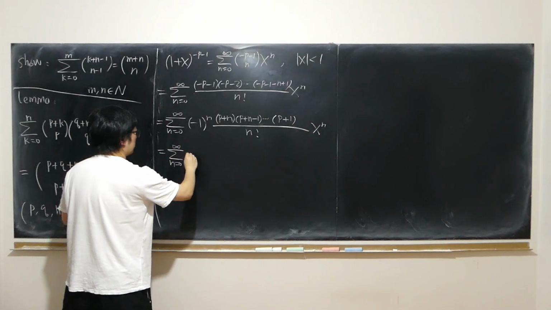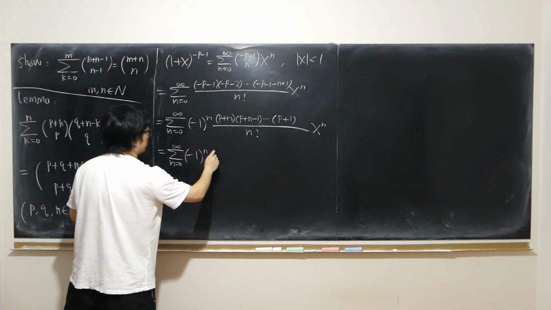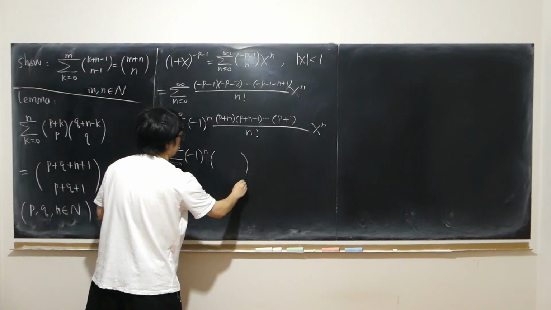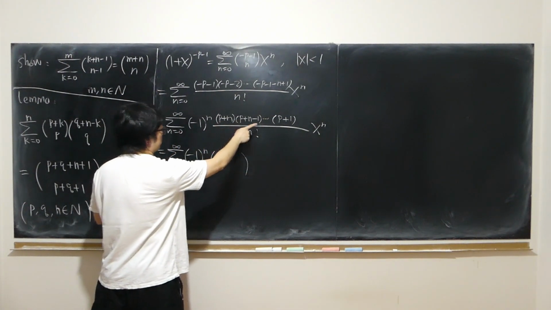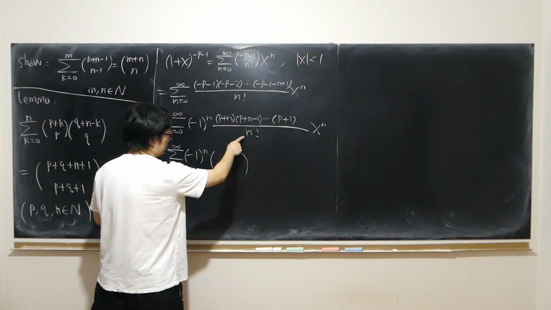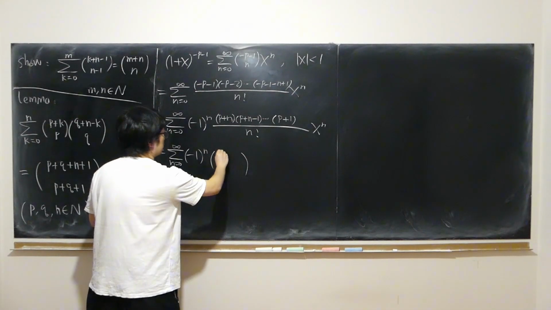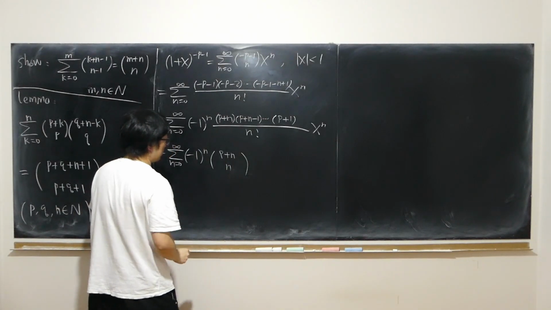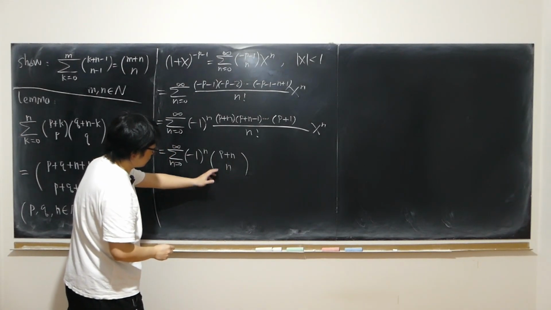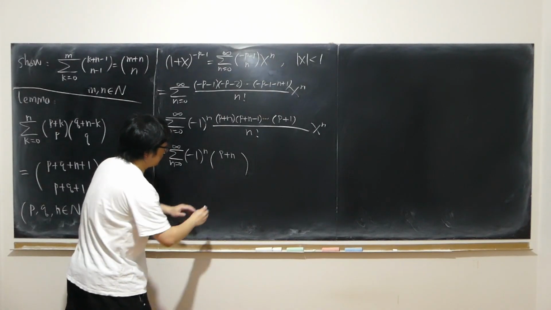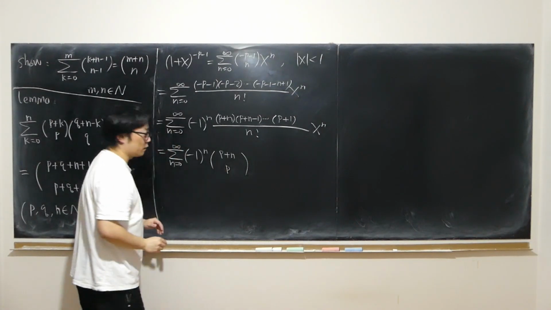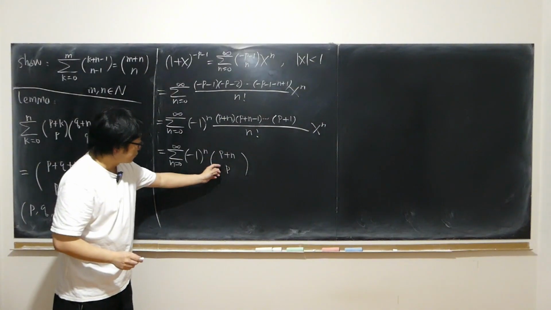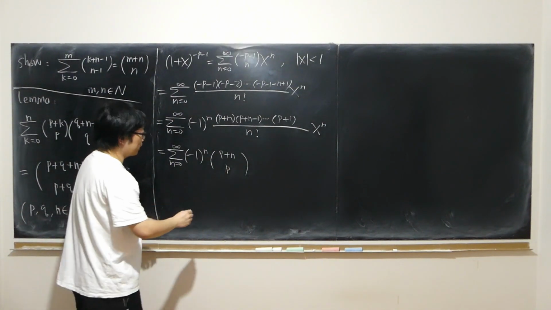Now, this is in fact a combination. You have p plus n keeps reducing, exactly n terms. You have n factorial. It must be p plus n, choose n. But it's the same as if you just say choose p, because you subtract n from here. Symmetric, no problem.